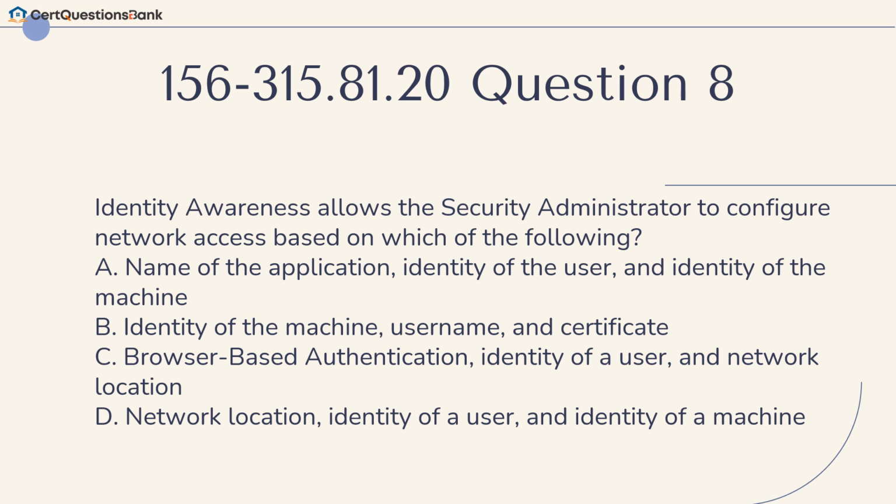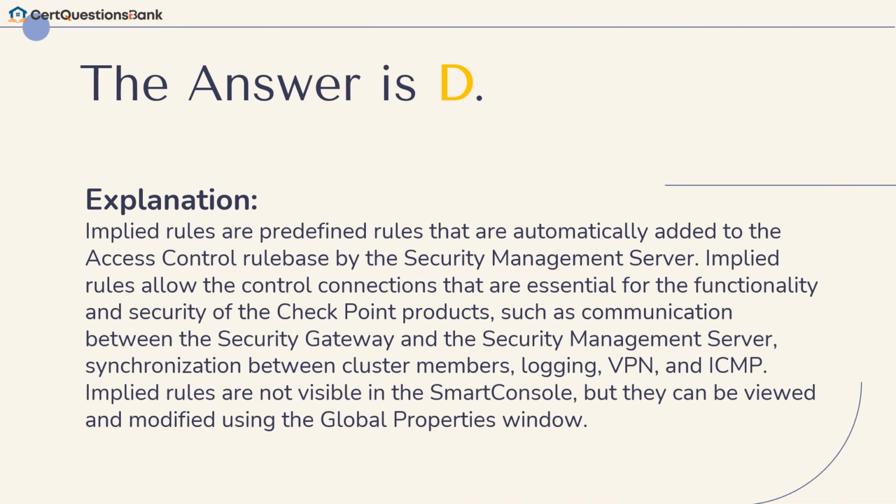Identity awareness allows the security administrator to configure network access based on which of the following? A. Name of the application, identity of the user, and identity of the machine. B. Identity of the machine, username, and certificate. C. Browser-based authentication, identity of a user, and network location. D. Network location, identity of a user, and identity of a machine. The answer is D.